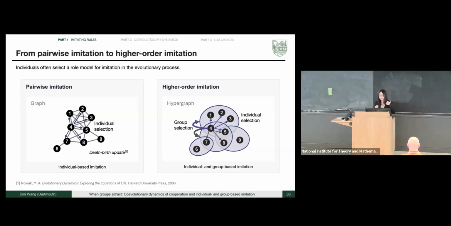However, in many social systems, interactions go beyond pairwise interactions. Individuals often participate in groups, and these groups might also influence their decision for the strategy shift. Therefore, on hypergraphs, imitation can be driven not only by successful individuals, but also by successful groups. This motivates our move from traditional pairwise imitation to high-order imitation.